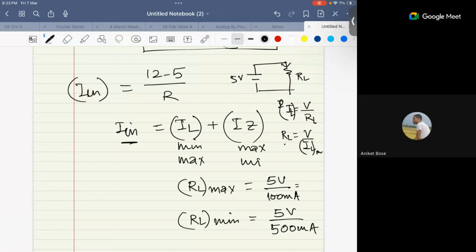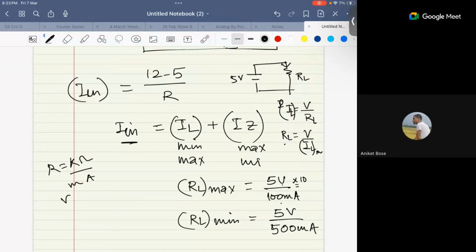This is coming out to be how much? If it is 50 ohms, just 10 to the power... if you just directly divide it, you'll get it in kilo ohm. I told you, right? In analog, generally in diode or wherever you discuss, your resistance will come out to be in kilo ohm. If you are taking resistance in kilo ohm and current in milliampere, then voltage will always be in volt. So here also it is volt, and when you divide by milliampere, you will get it in kilo ohm.